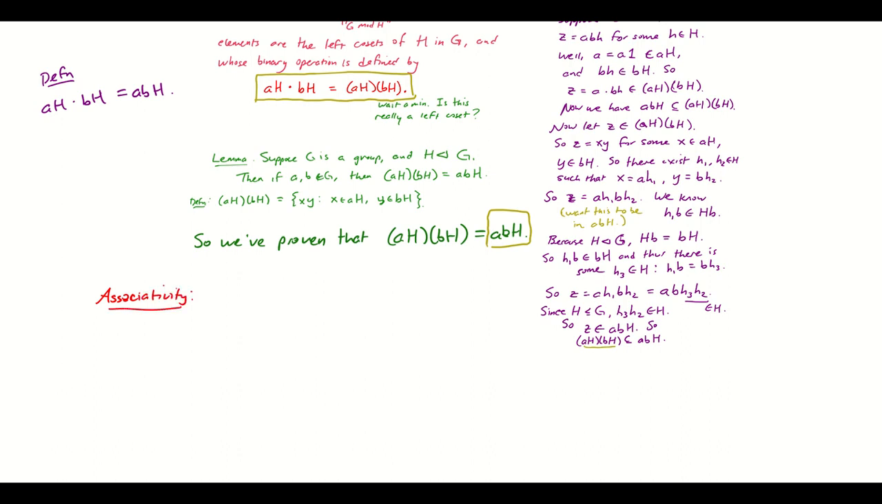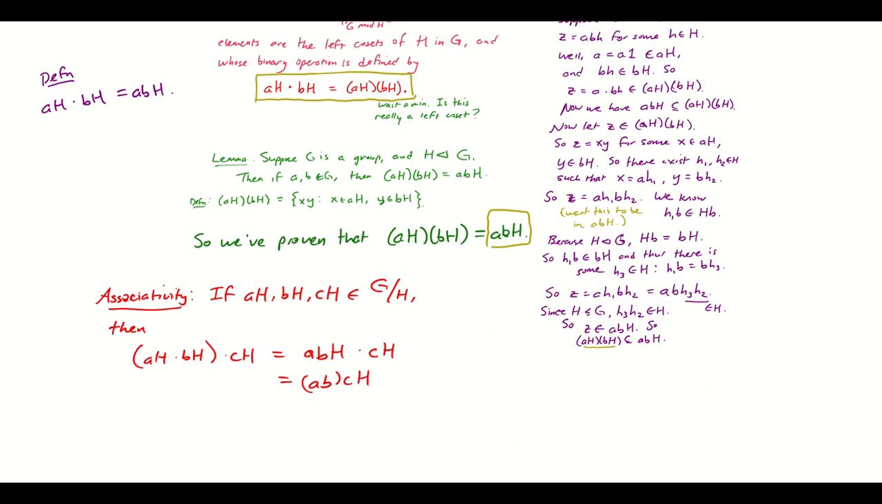I think not too bad at this point, because if we have AH, BH, and CH, these are all left cosets in G mod H, then, well, what is all of this? AH times BH times CH, that's the same as AB, H times CH, and then that's AB, C times H. And by the way, this is true just because I showed that AH times BH really is the left coset ABH. But now I can use associativity for G to rewrite that as A, BC, H. And then you can probably imagine what's going to happen next. That's AH times BCH. And then that's equal to AH times BH times CH. Okay, so multiplication of cosets is associative.